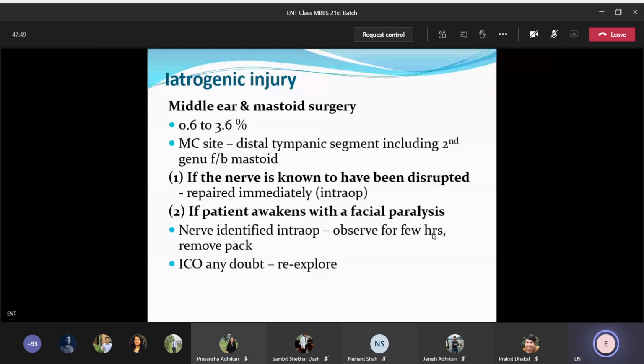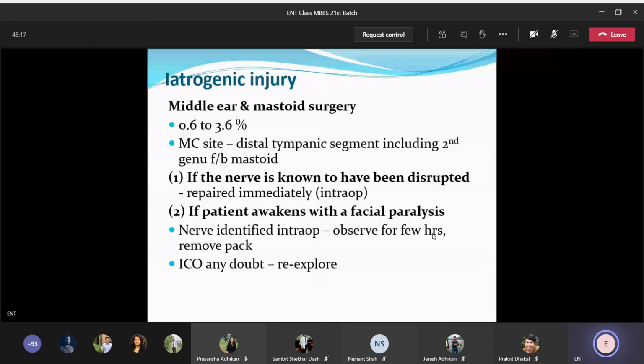So if there is no injury immediately after the surgery, but the patient develops facial paralysis, say after 24 hours or 48 hours, then we have to observe for a few hours, remove the pack, and then we have to re-explore.